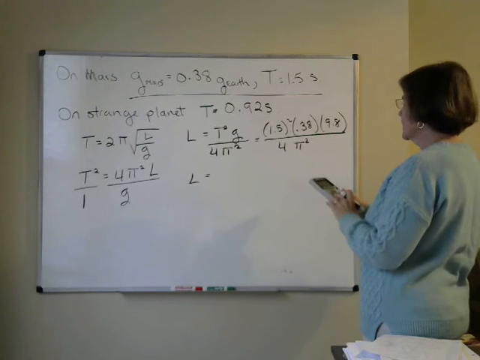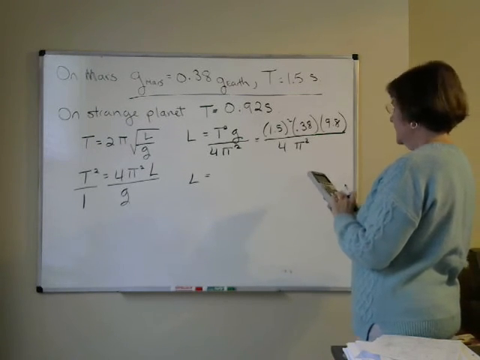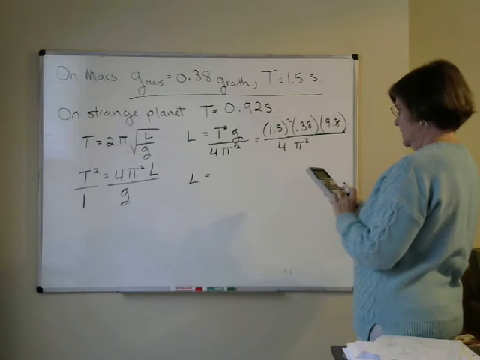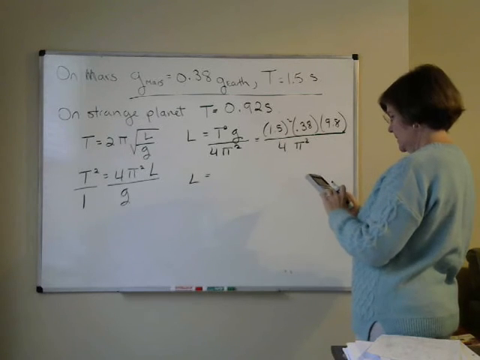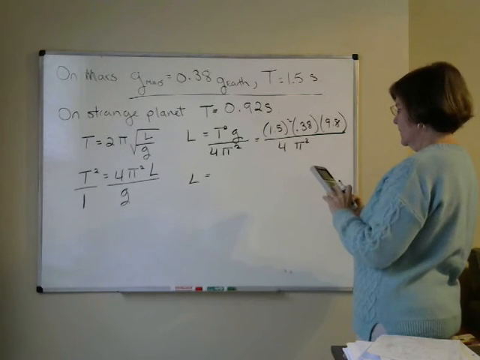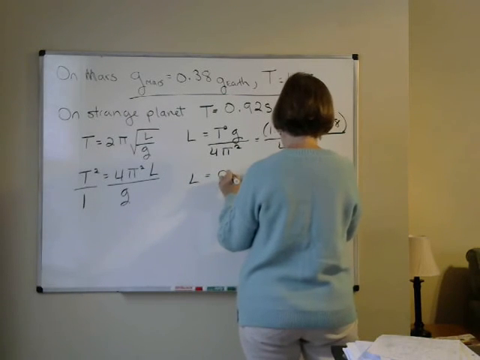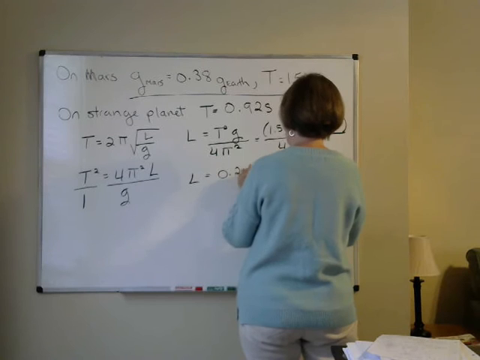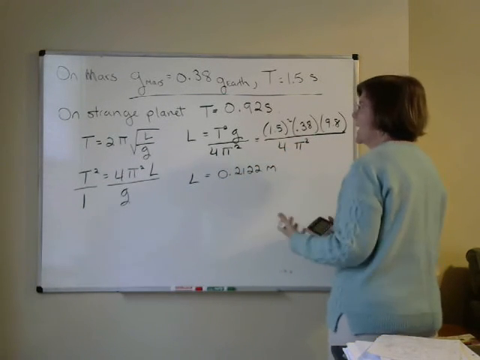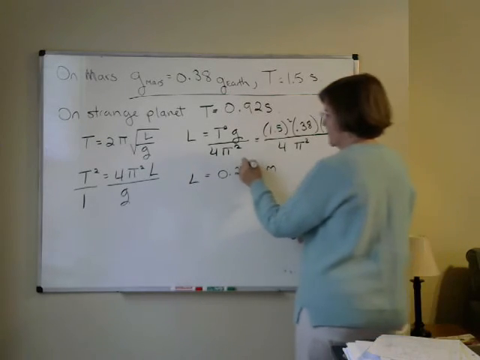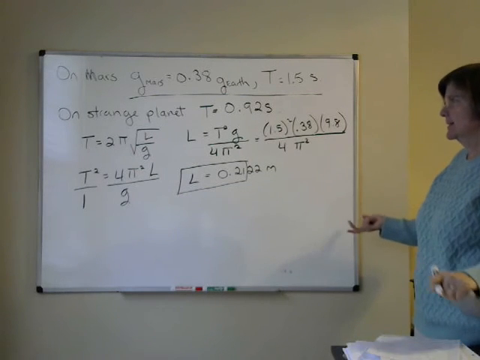1.5 squared times 0.38 times 9.8 divided by 4 divided by pi squared. And the length came out to be 0.2122 meters. If they had asked how long the string is, I would have answered to right here. I only had 2 significant digits, but I'm going to use this in the next thing.